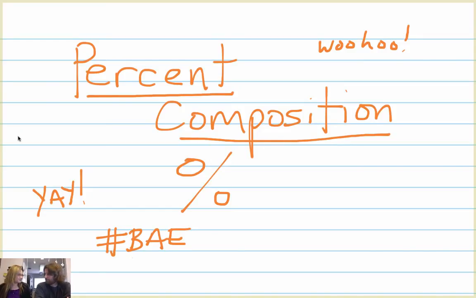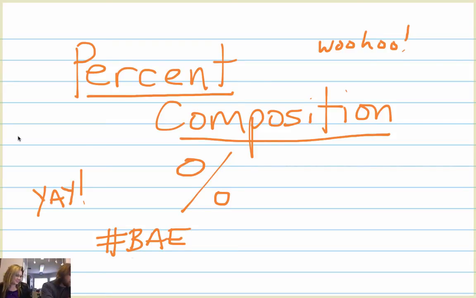Woohoo! What's percent composition? Well, we know percent is part of whole. Percent composition just tells us what percent each element is in a compound. So for example, in H2O, what percent of water is hydrogen and what percent of it is oxygen? We're going to need molar mass again. So watch that video if you don't remember it or you need to review. So let's get started.